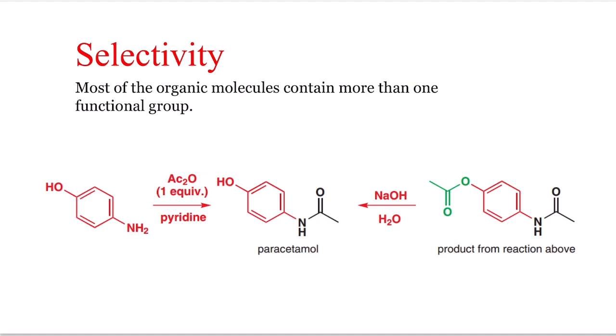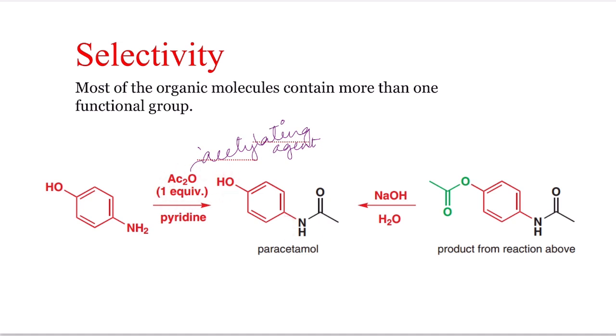Let us see an example of paracetamol. Paracetamol is prepared from para-aminophenol by reacting it with one equivalent of acetic anhydride. Here acetic anhydride is the acetylating agent, and pyridine is the base, and we get the N-acetylated para-aminophenol. So that is paracetamol.